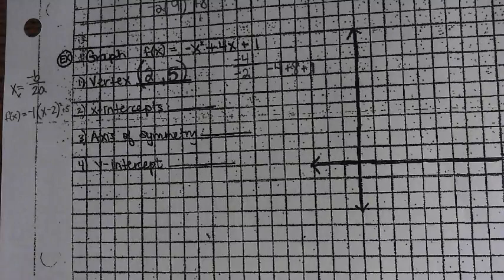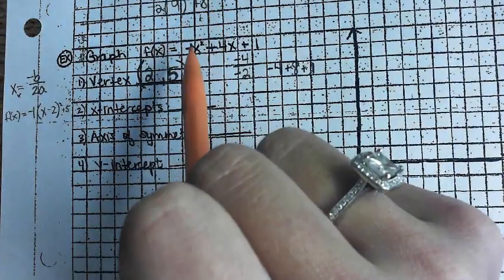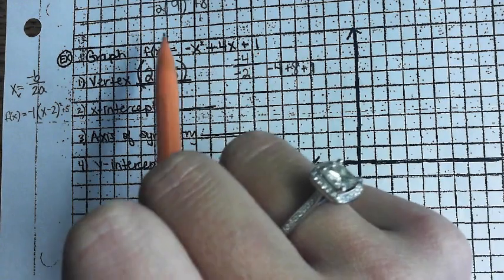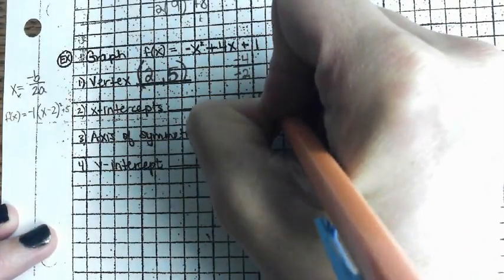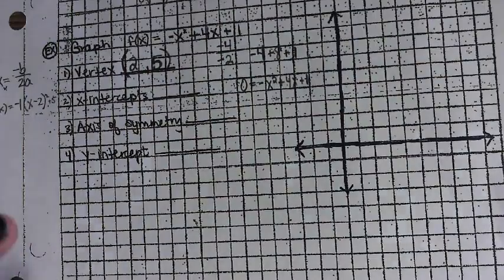So anyway, now x-intercepts. How do you find an x-intercept from this format? Well, to find an x-intercept, you always set y equal to 0. 0 equals negative x squared plus 4x plus 1. How do you solve that?